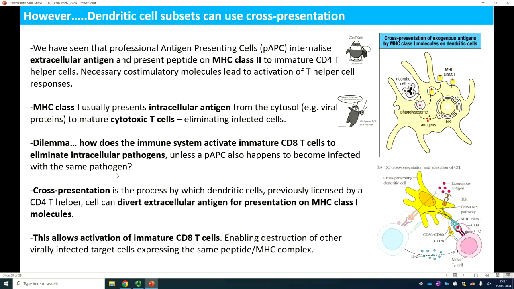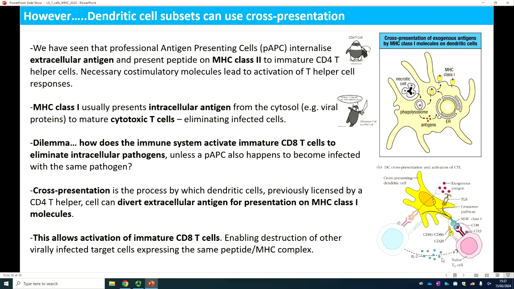What happens here is shown in this diagram. We've got our dendritic cell in yellow. It's picked up extracellular antigen and presented it to a CD4 T helper cell on MHC class 2. It's activated that CD4 T helper cell, but in the process, it's become licensed. We say the dendritic cell is licensed, and by that, it gives that dendritic cell permission to divert that extracellular antigen that was going to be presented on MHC class 2 to MHC class 1. So it's now presenting extracellular antigen on MHC class 1, which can be recognized by the immature CD8 T cells.